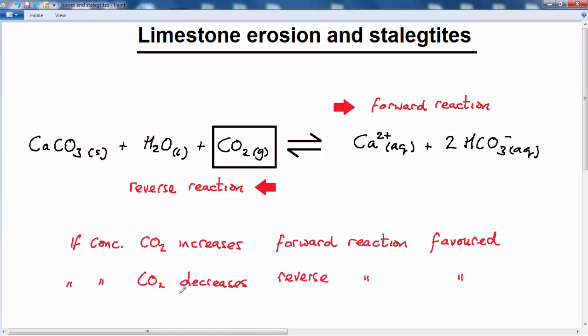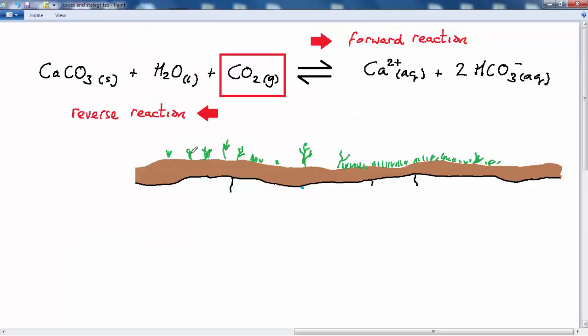Conversely, if the concentration of carbon dioxide for some reason falls off or drops down, then the backward or the reverse reaction would be favoured, in order to increase the concentration or level of carbon dioxide present in the reactants. So the concentration of carbon dioxide can affect what's happening in limestone scenery. To help us understand this, let's have a look at this diagram. And while we're considering this diagram, we're going to bear in mind this equation all the time.